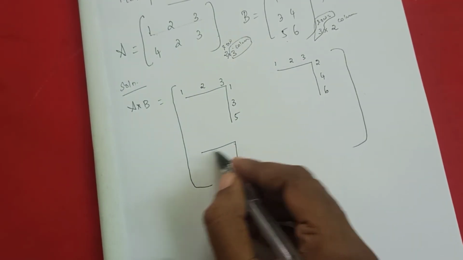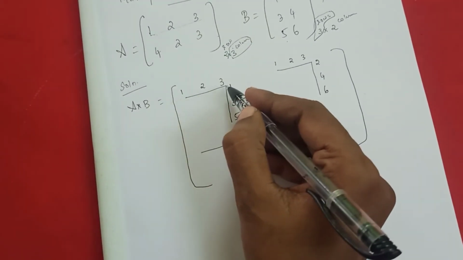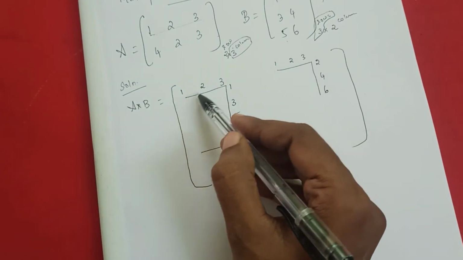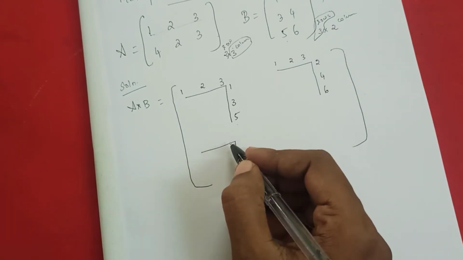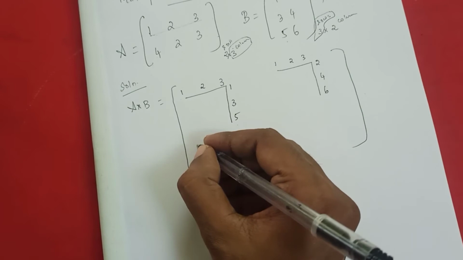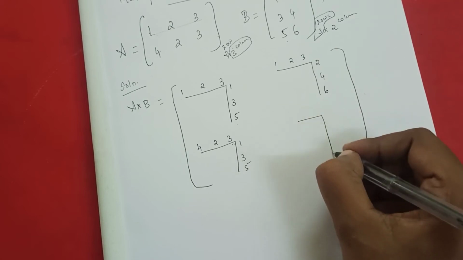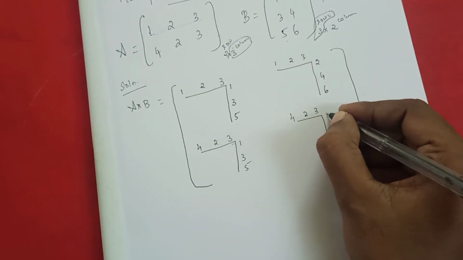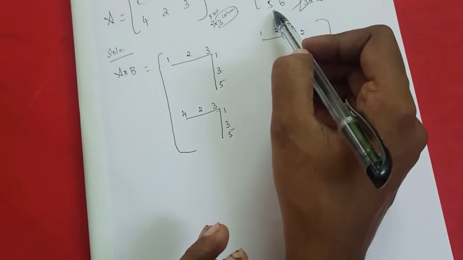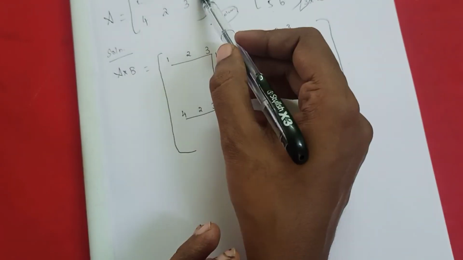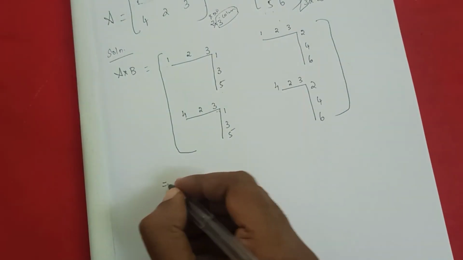This line denotes row, and this line denotes column. Keep it in mind. So first row first column, first row second column. Then what you need to do? Second row first column, second row second column. You may get some confusion today; if you do more, then it will be very easy. Then next, 4 2 3 with 2 4 6. What did I do? First row first column, 1 2 3 with 1 3 5. First row second column. Then second row first column, second row second column. Now you can multiply very easily.